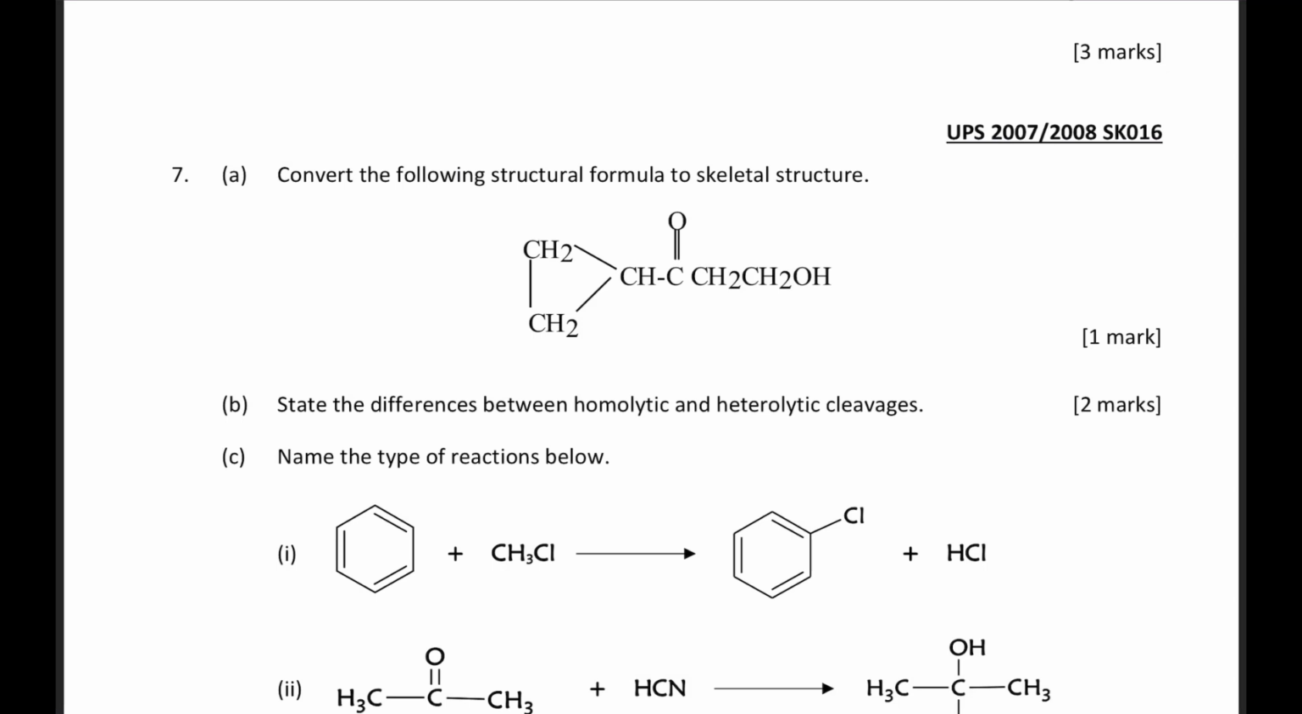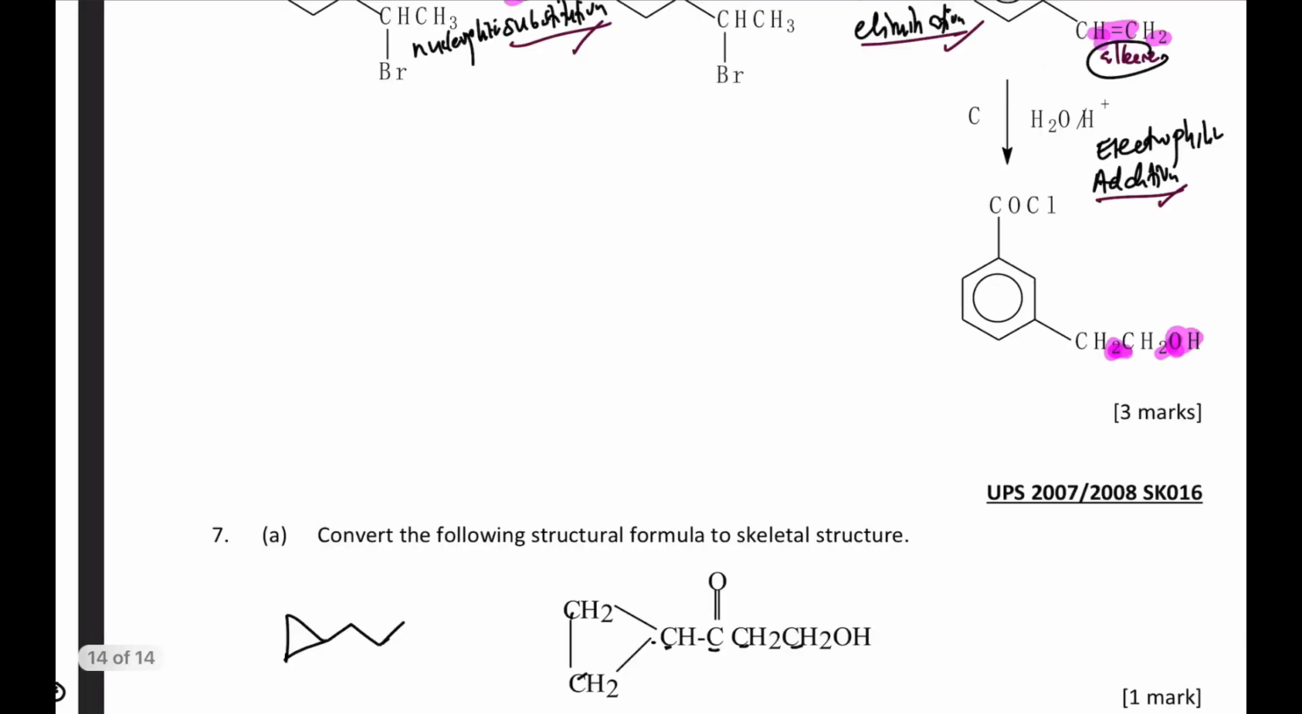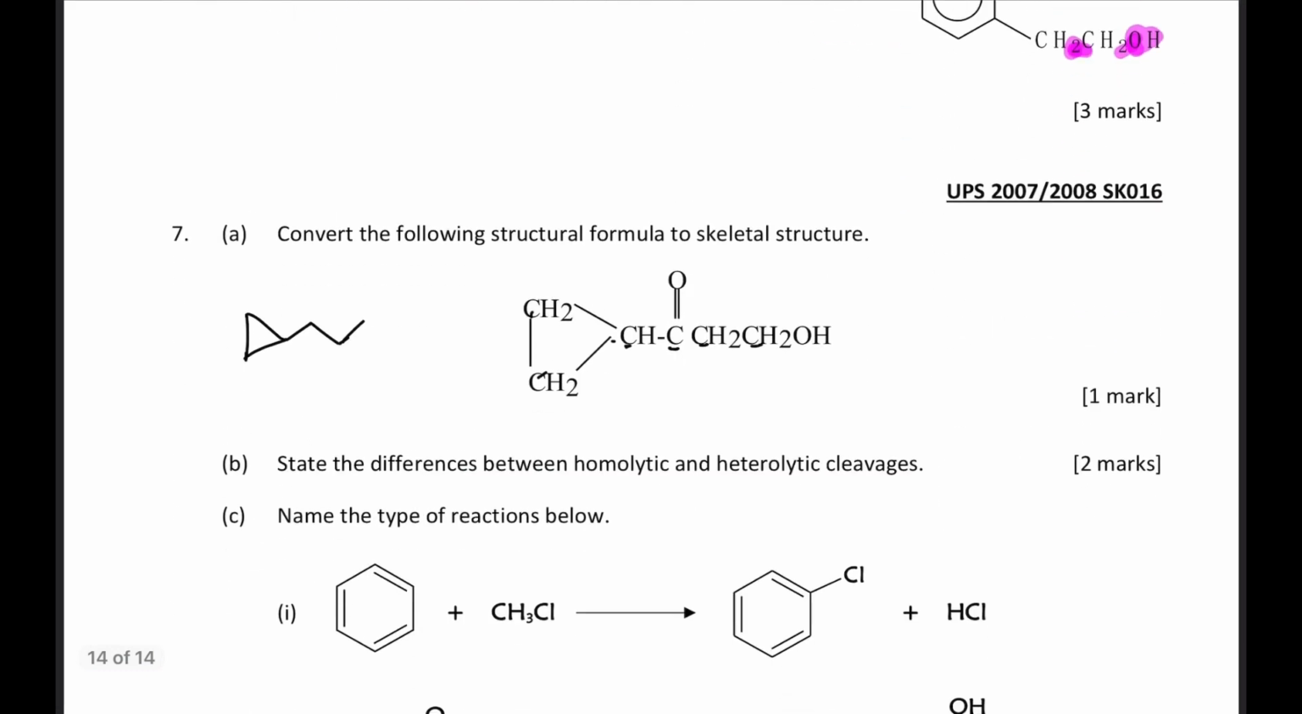Hati-hati. Okay, number 7. Okay, I think this is the last question. Convert the following structure into skeletal formula. Kacang ya. So 1, 2, 3. Segitiga. Tarik sis. And then C sudah sini. Ada C 1, 2, 3. Okay. Tarik 1, 2, 1, 2, 3.